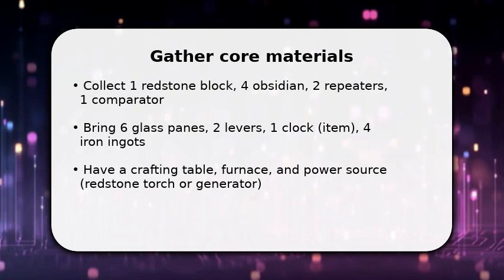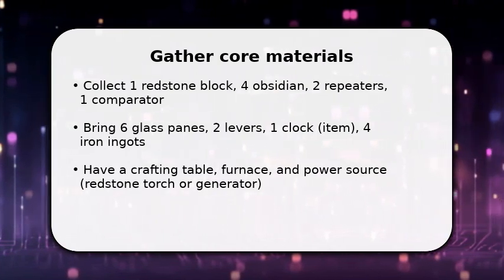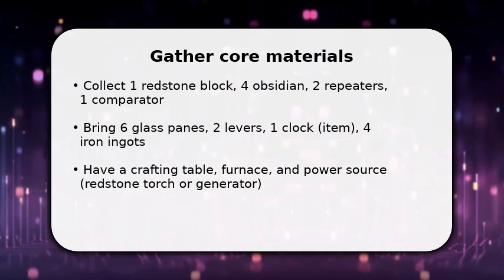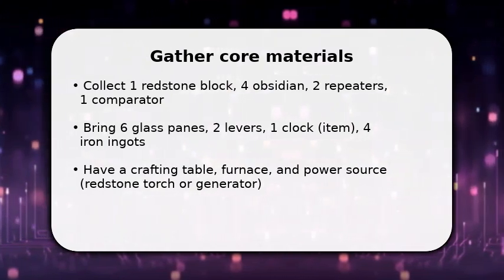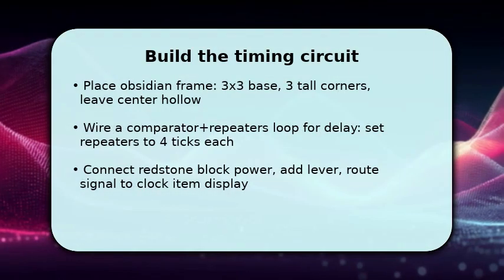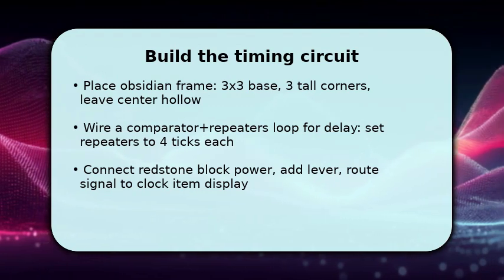Once done, set up your crafting table and furnace nearby. Make repeaters and a comparator because you'll need precise signal timing. Make sure to keep glass panes for the visual chamber walls. You now construct the redstone timing circuit that simulates temporal pulses.